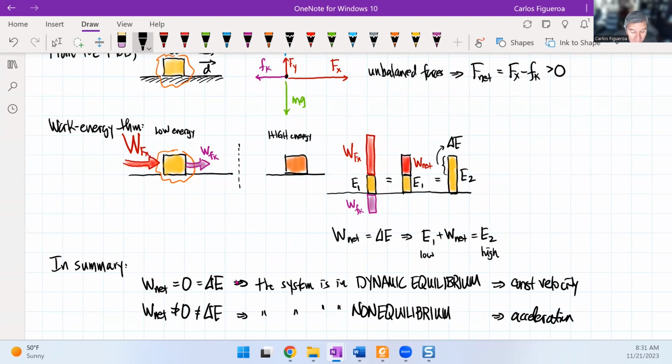We don't need Newton's laws to tell us when a system is in dynamic equilibrium or in non-equilibrium. We just look at what's happening to the work. Did the work change the system? Then it's in non-equilibrium. If the work didn't change the system, then it stays in dynamic equilibrium.